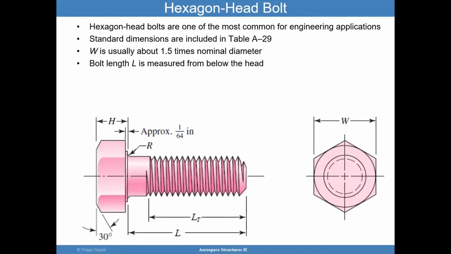Focusing on the hexagon head bolt, those are one of the most common in engineering applications. The standard dimensions are typically provided in Shigley's book as an example, table A29. The width of the head tends to be 1.5 times the nominal diameter of the screw. The bolt length is measured from below the head, so from this point downwards.